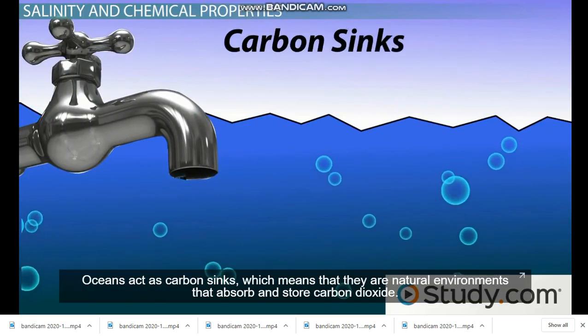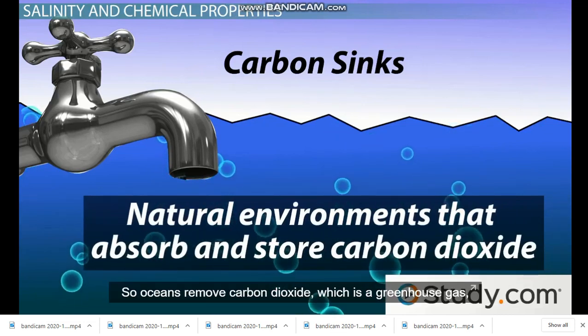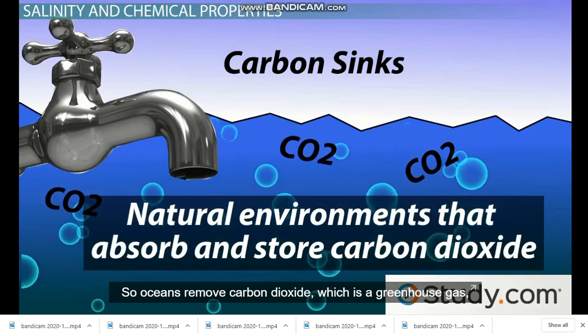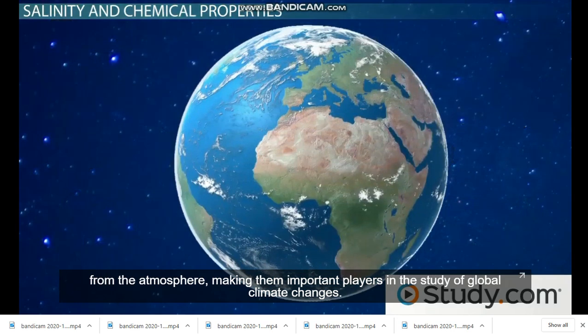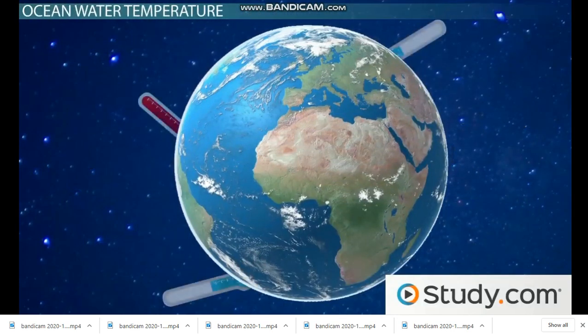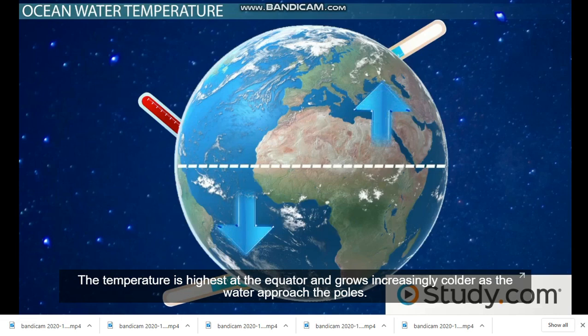Oceans act as carbon sinks, which means that they are natural environments that absorb and store carbon dioxide. So oceans remove carbon dioxide, which is a greenhouse gas, from the atmosphere, making them important players in the study of global climate changes. Oceans have a wide range of temperatures. The temperature is highest at the equator and grows increasingly colder as the water approaches the poles.